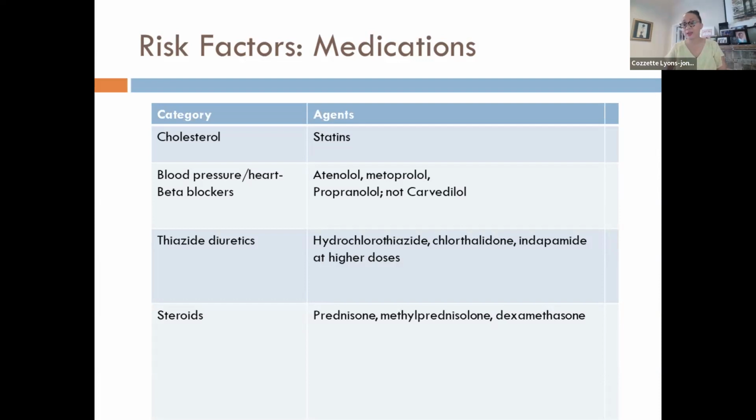If you are diabetic, you should be on it, because diabetes is almost the equivalent of having had a heart attack. It's that significant. Blood pressure medications in the beta blocker class of drugs like atenolol and metoprolol and propranolol have been associated with elevations in sugar. Not carvedilol, which is a popular one that we use for heart disease these days.